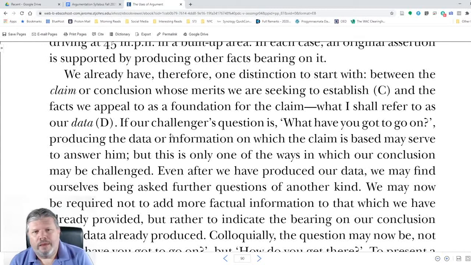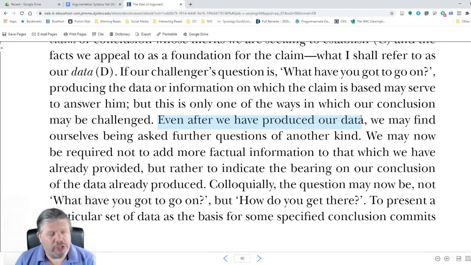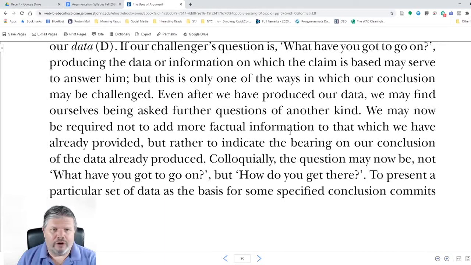So, data and claim are two of the most important parts here in the model. But even after, remember, he said there's many more ways to be challenged than just your facts. Even after we've produced our data, we may find ourselves being asked further questions of another kind. We may now be required not to add more factual information than which we have already provided. Perhaps we've provided all the facts we have, or perhaps the facts are not in dispute.